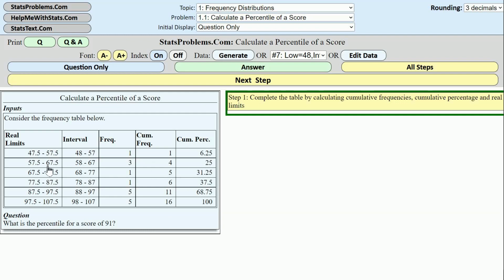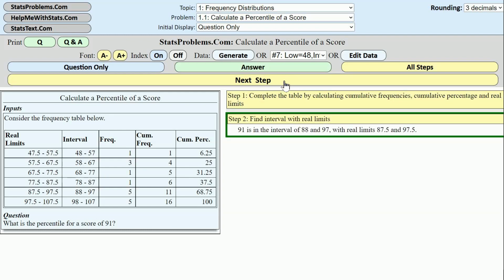The real limits are 57.5 to 67.5 because the interval starting value of 58 has a lower real limit of 57.5 and the interval ending value of 67 has an upper real limit of 67.5. The rest of the table is filled in with the same procedure. In Step 2, let's find the interval that contains our score of 91.